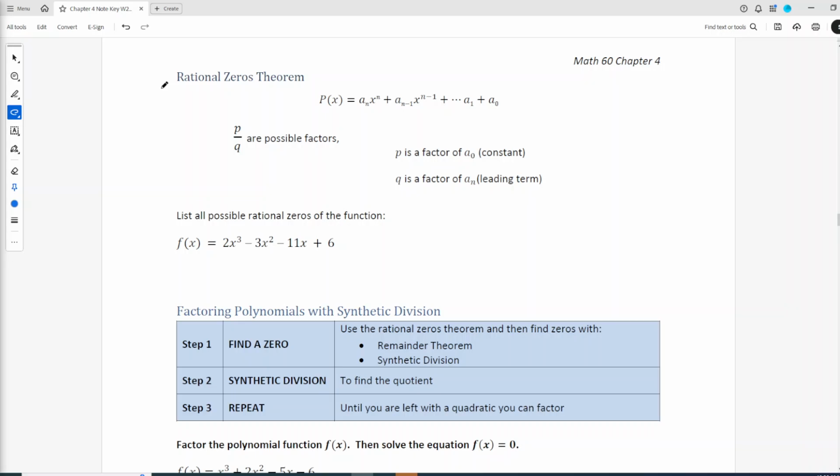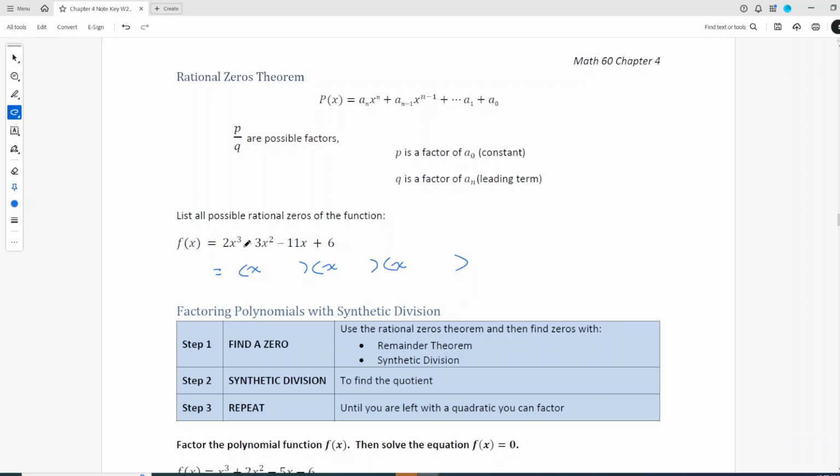We were always giving you potential factors or potential zeros. What we're going to move into next is you're going to have to find that potential zero, and then you're going to do the synthetic or long division. Now, if I give you a polynomial like f of x is equal to 2x cubed minus 3x squared minus 11x plus 6, what we're going to do by the end of this is end up with three brackets that are multiplying together. So an x and an x and an x.